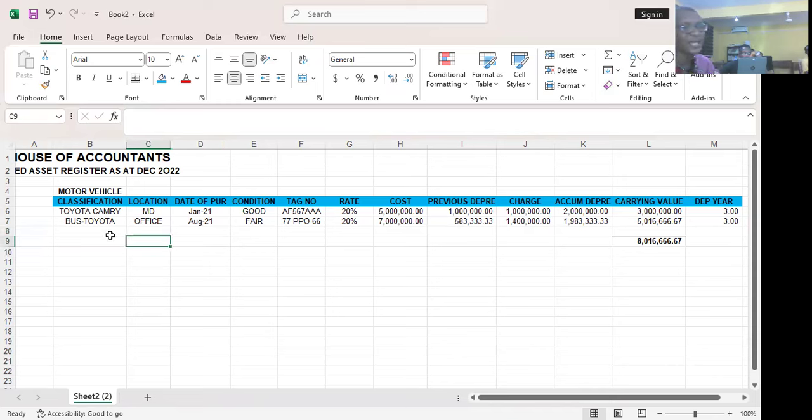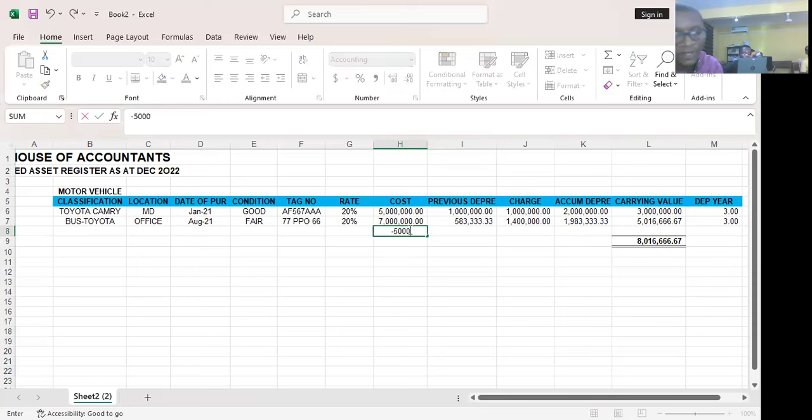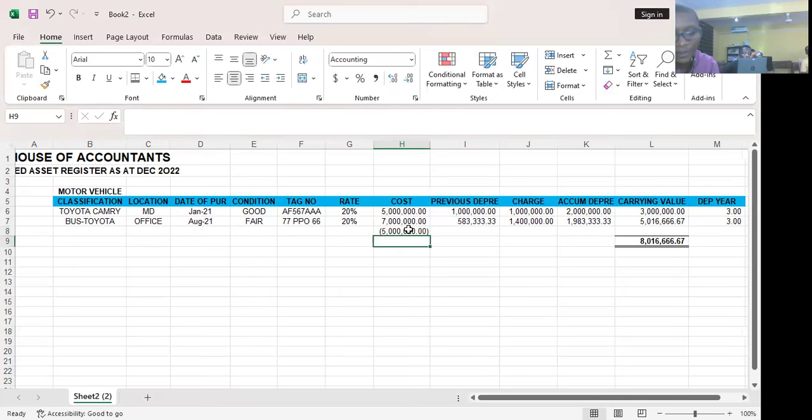If you have a disposal, just come here, remove that particular asset, you remove the cost, you remove the cumulative depreciation, everything about it. Assuming this asset has been disposed now, it means you will put 5 million. You will remove previously charged. You will remove this one. You will remove this one. You will remove this one. So the only thing you are going to be having there will now be this figure.